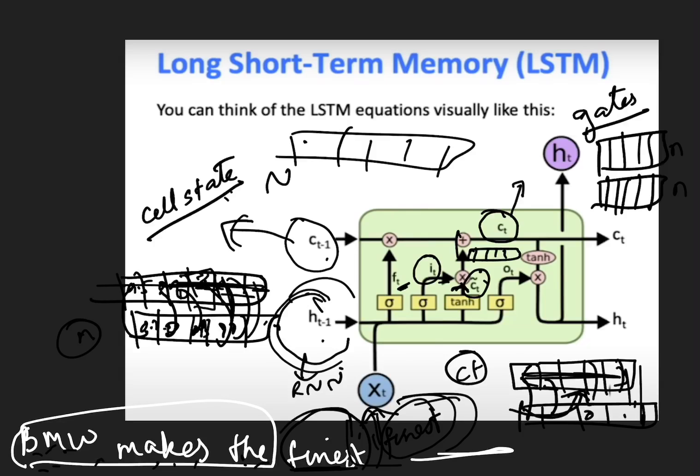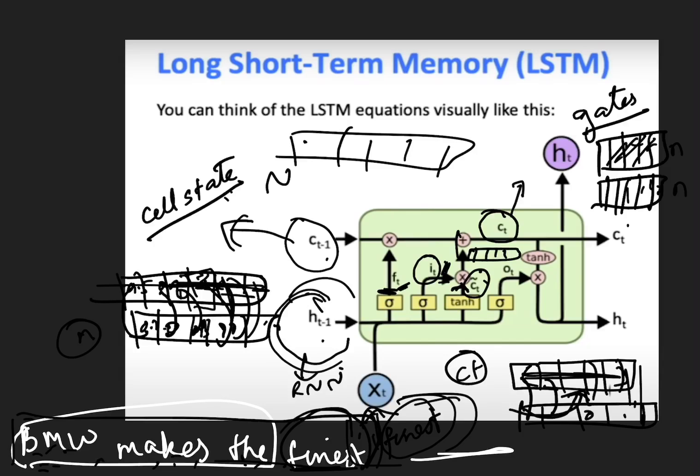So to add this piece of information, finest, if you want to understand, just hit the pause button and have a look at it. Previously in an n-dimensional vector, three words were represented. Now in the same n-dimensional vector, four words are being represented. It could only be possible if something from this gets deleted and in place of that, new information is added. That is done by the forget gate and input gate. Now this ct will contain the information BMW makes the finest.